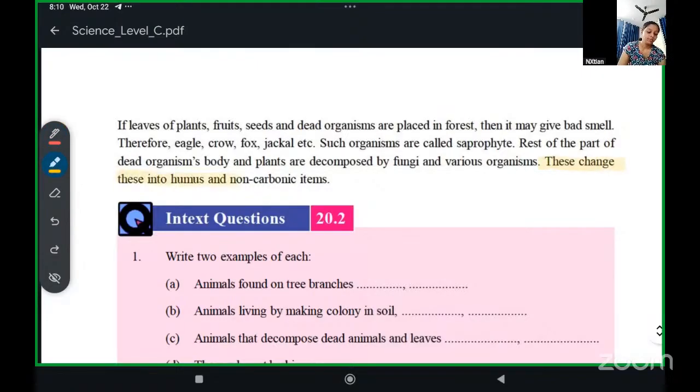Decomposition and eating by first scavengers and then decomposers changes the dead and decaying remains into humus and non-carbonic items. The cycle that I taught you yesterday.